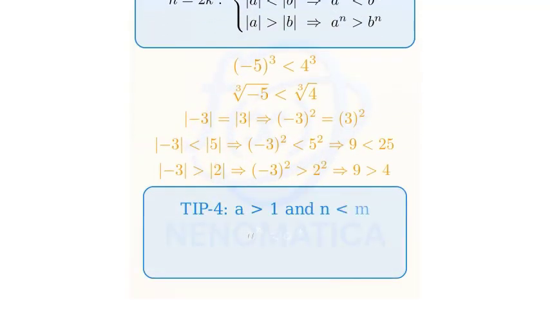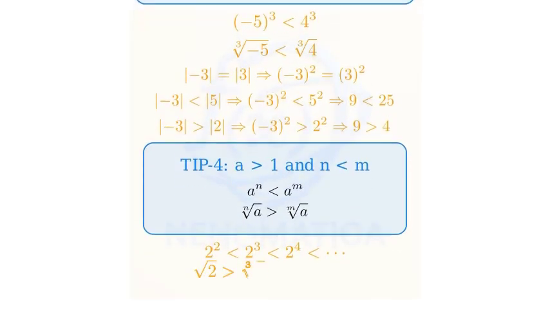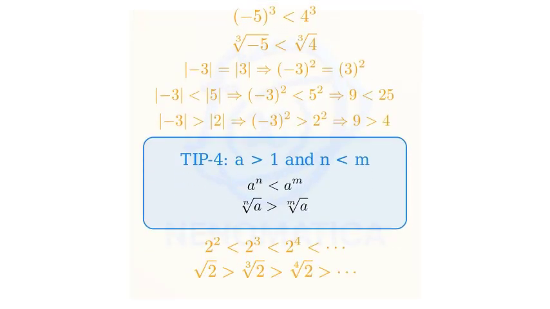Tip 4. If a is greater than 1 and n < m, then powers grow with the exponent and higher index roots get smaller. So a^n < a^m. And the square root of a is greater than the cube root, which is greater than the fourth root, and so on.